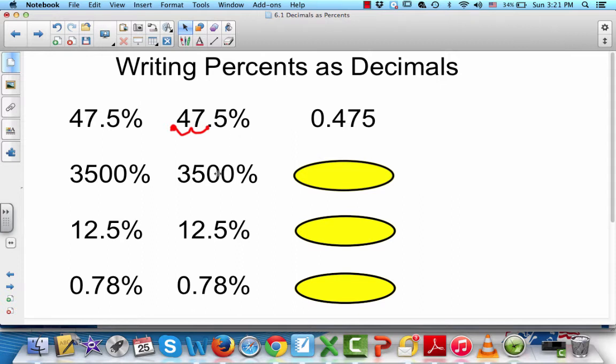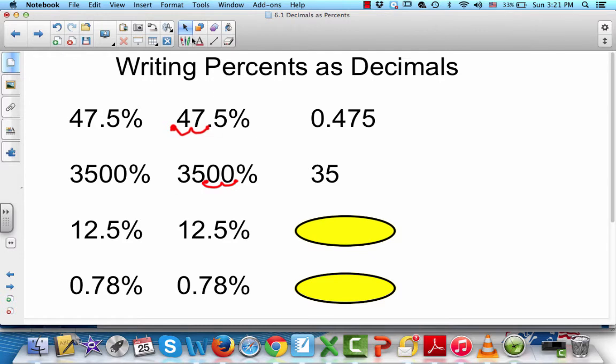Now we've got 3,500%. First question is where is the decimal on this one? Well, remember, when there is no decimal, it's at the very far right. Now we're going to move the decimal 2 places to the left or away from the percent sign because we're changing it away from a percent. So there we go, and our answer is going to be 35.